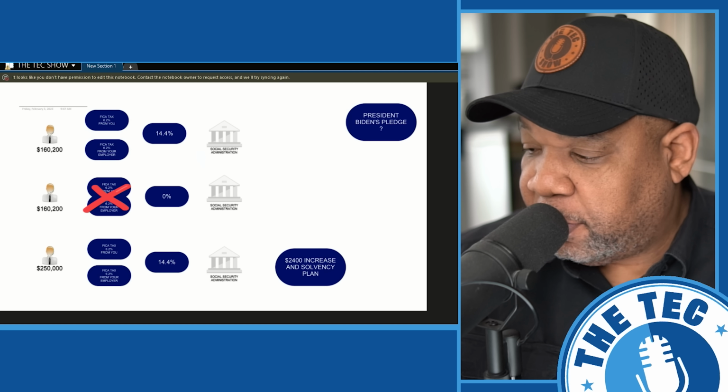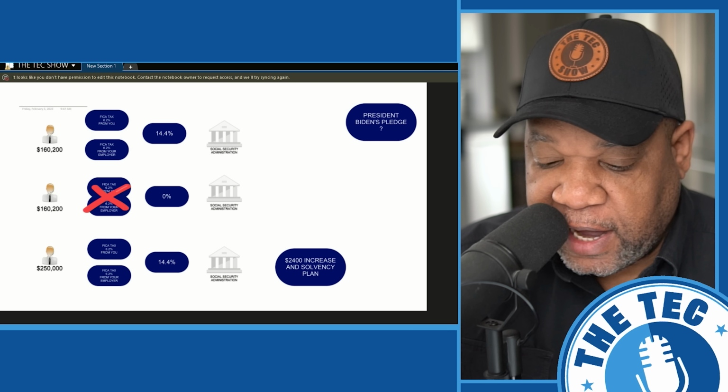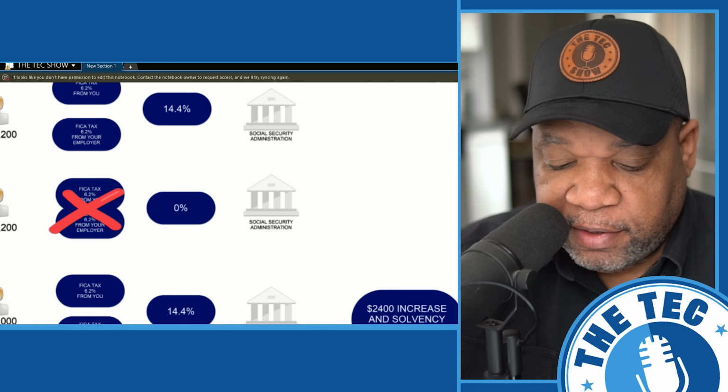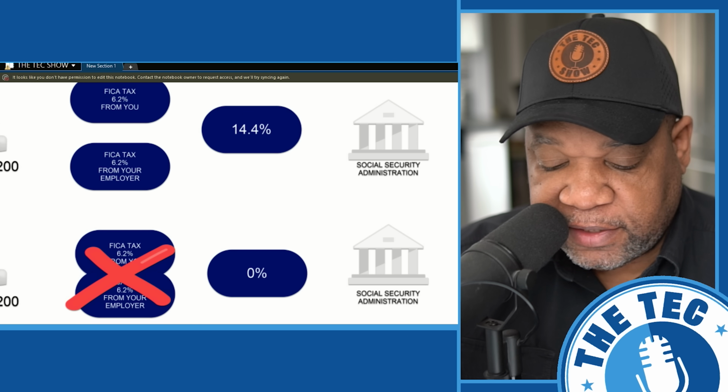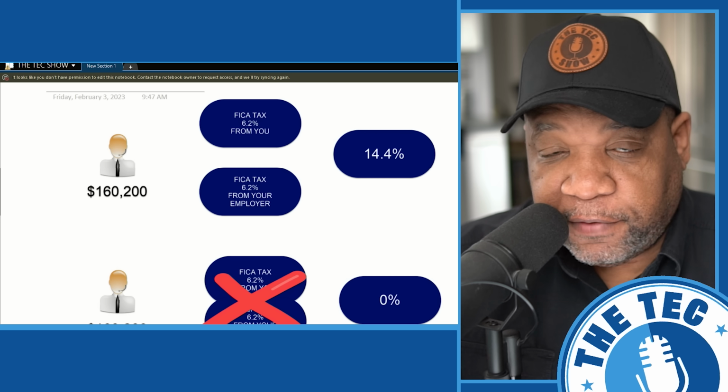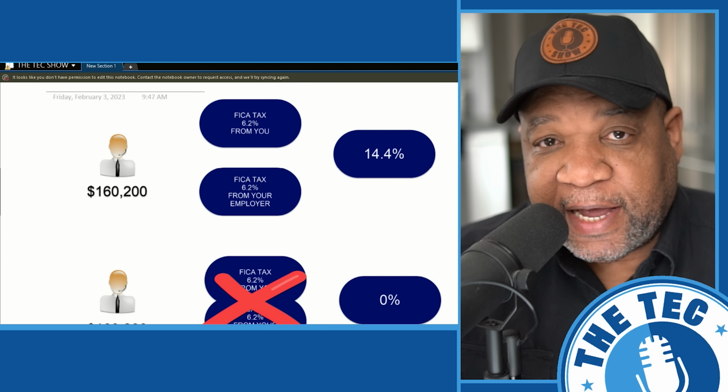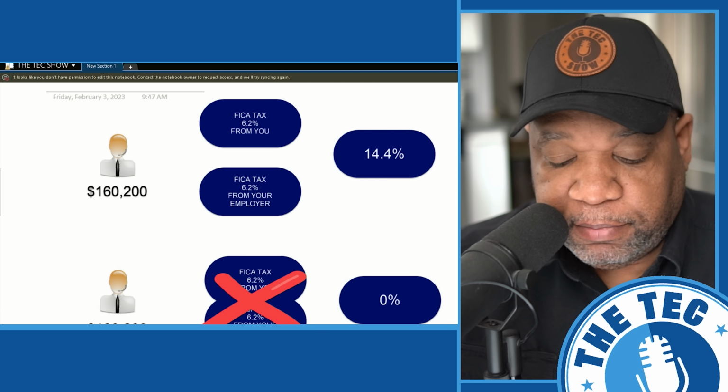Let's go ahead and move to our desktop here, and we're going to talk a little bit about this cap. Of course I did an illustration because it's just easier for me to explain things through an illustration. The first thing we need to talk about is the FICA tax. What is a FICA tax and how is it implemented?